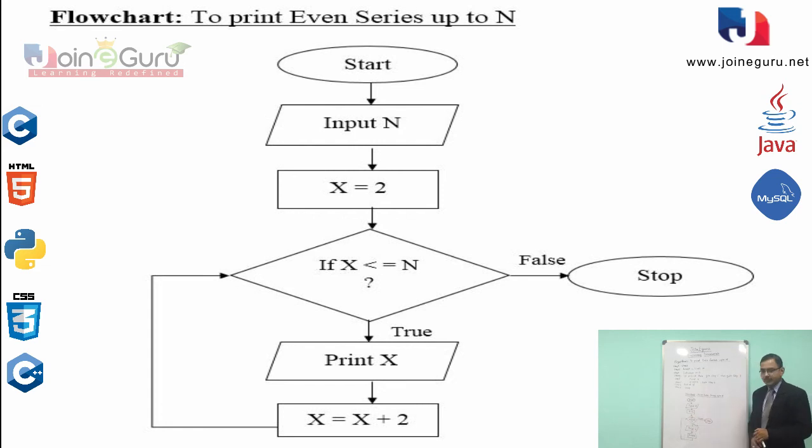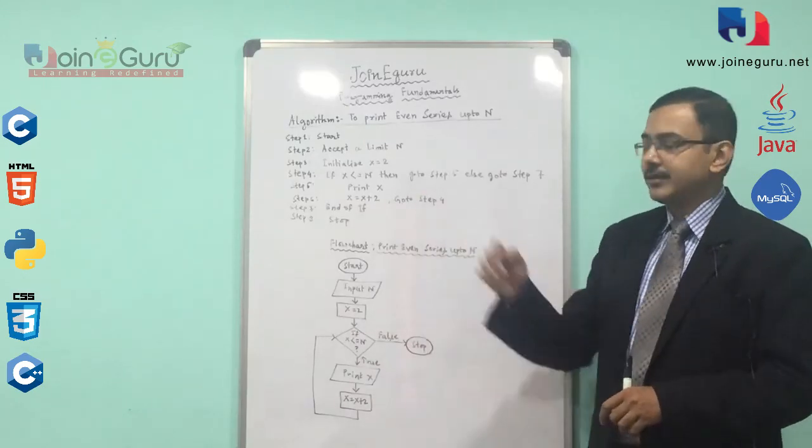By using this diamond shape, we maintain the conditional situation, and if it is true, we print the value of x and we increment the value of x by 2, and now the connector moves to the conditional part again, because according to our algorithm we have to move to step 4, so it will move to the conditional part, and if it is satisfied it prints again and again, and when the condition fails it will stop the processing. So this is the way we can print the even series.